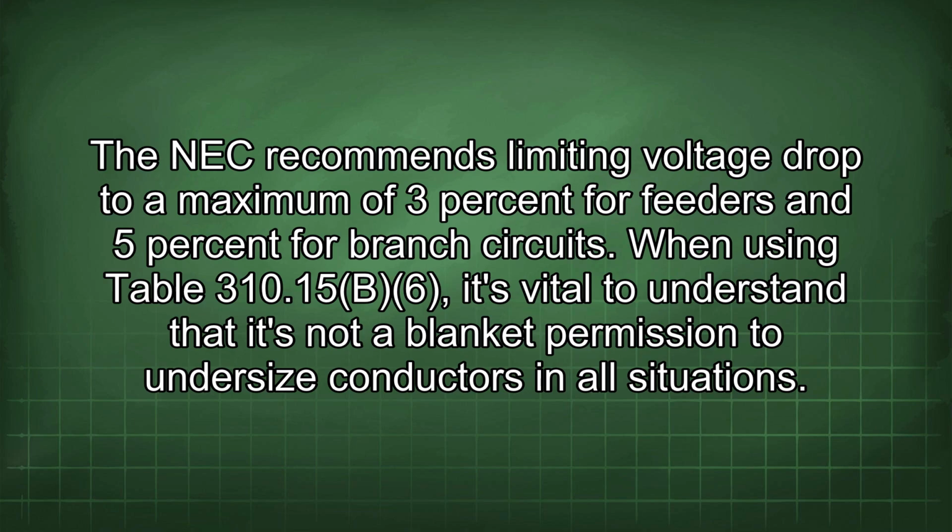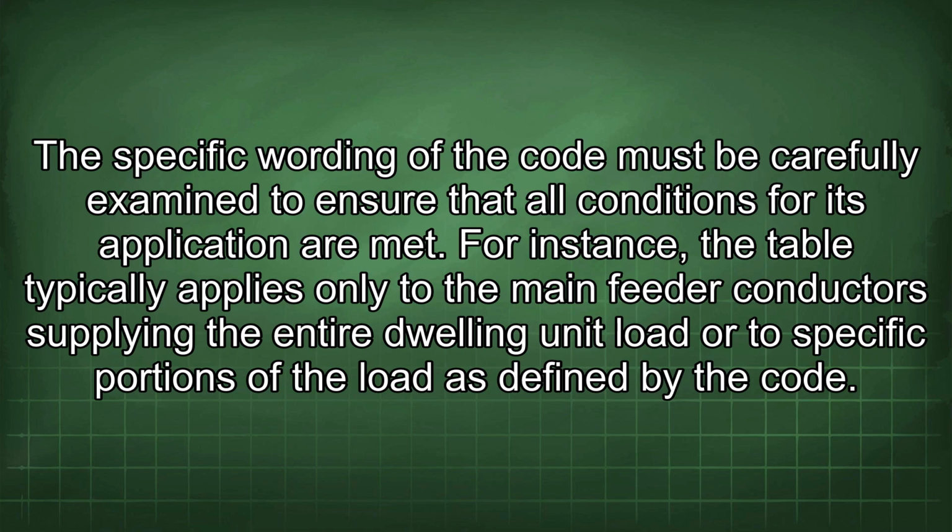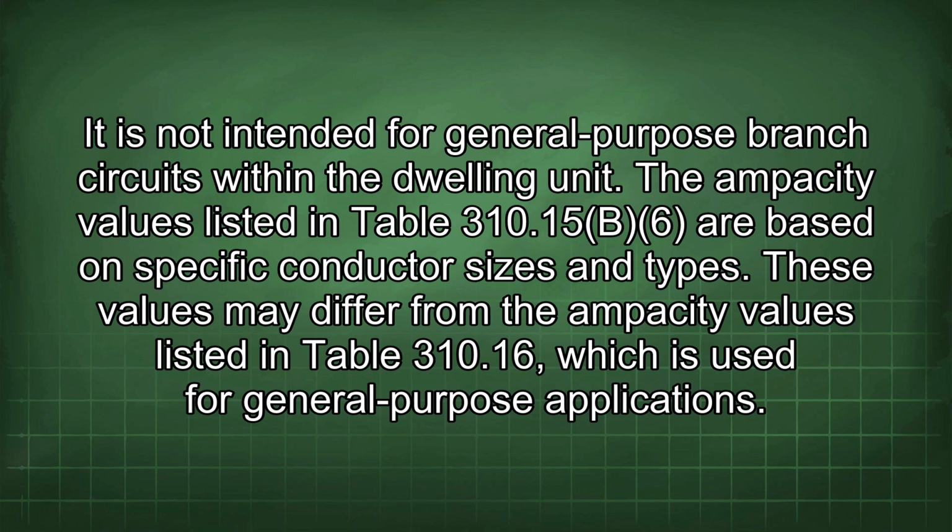When using Table 310.15(B)(6), it's vital to understand that it's not a blanket permission to undersize conductors in all situations. The specific wording of the code must be carefully examined to ensure that all conditions for its application are met. For instance, the table typically applies only to the main feeder conductors supplying the entire dwelling unit load or to specific portions of the load as defined by the code. It is not intended for general-purpose branch circuits within the dwelling unit.